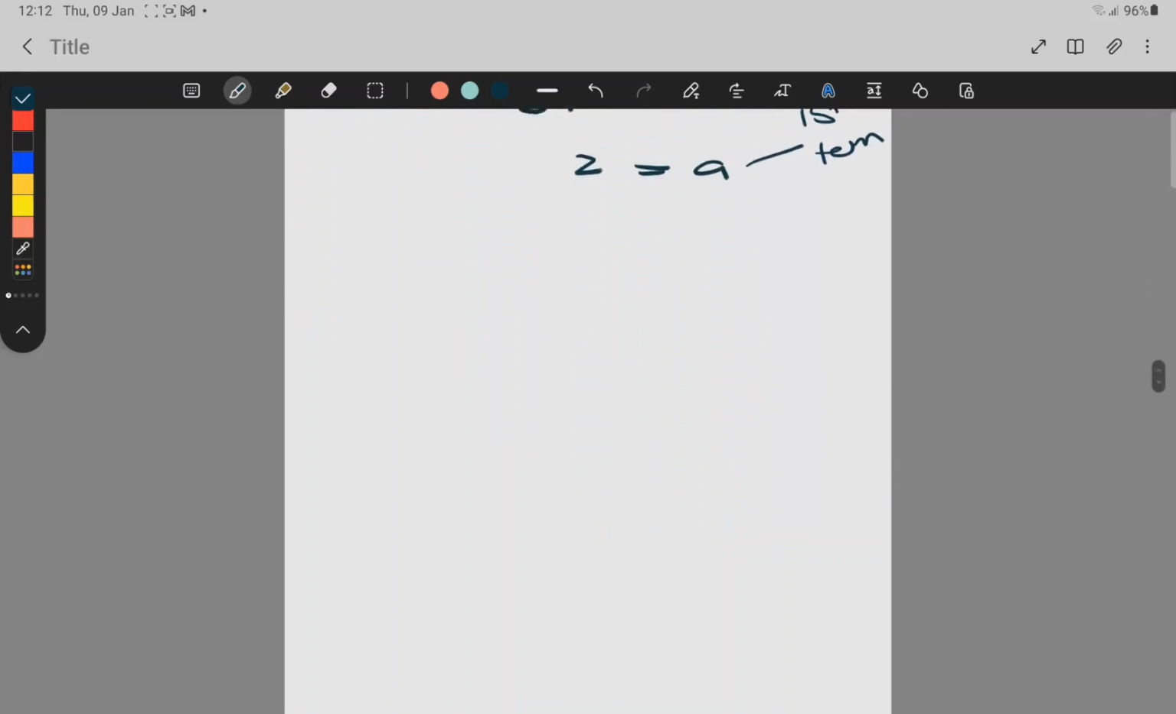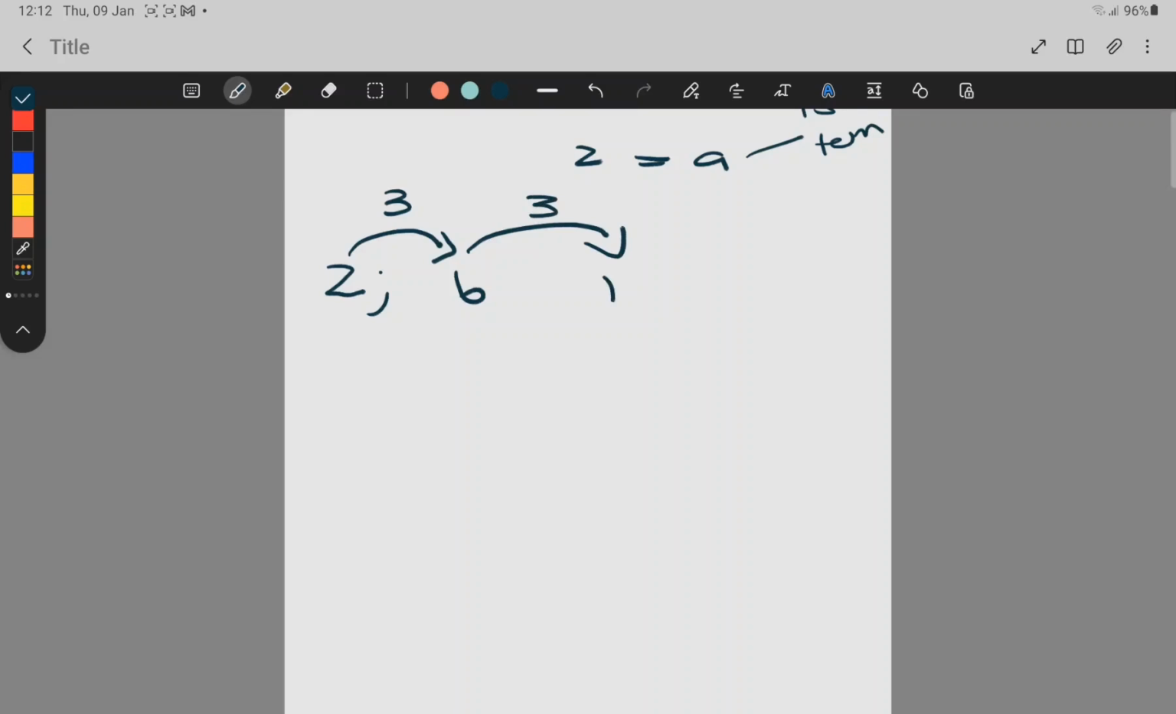So now, first term is 2. To get to the next term, I multiply by the constant ratio. So I multiply by 3, eh? I get 6. Then I multiply by 3 again, then I get 18. And so I answer the question. The first 3 terms of this sequence are 2, 6, 18.